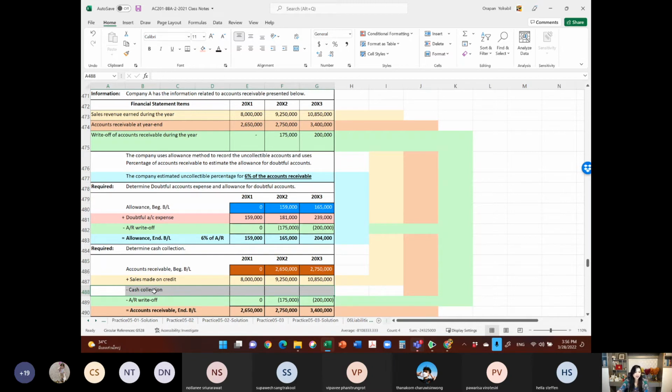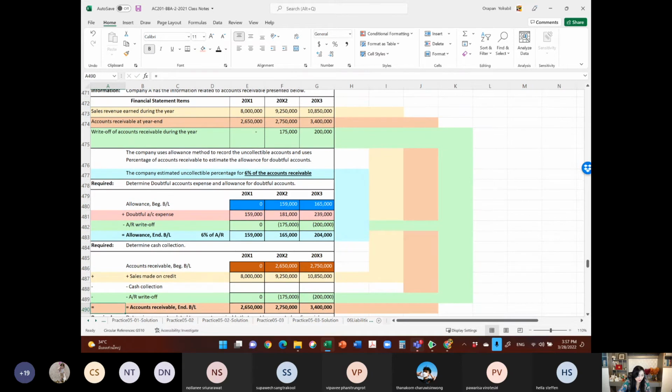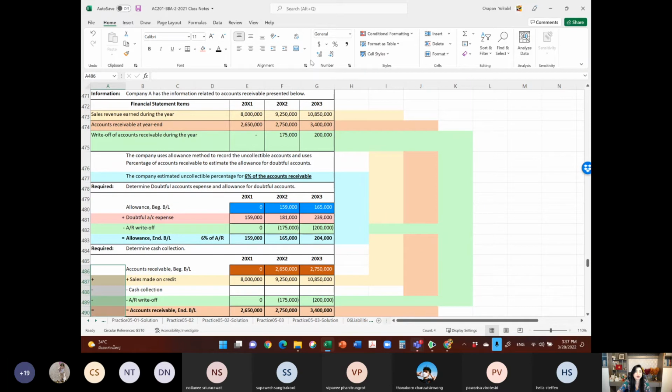3 numbers, please. Cash collection year 1, year 2, year 3. So after you get the answer, could you please type it up in the chat. I want 3 numbers. Cash collection in year 1, 2, and 3.